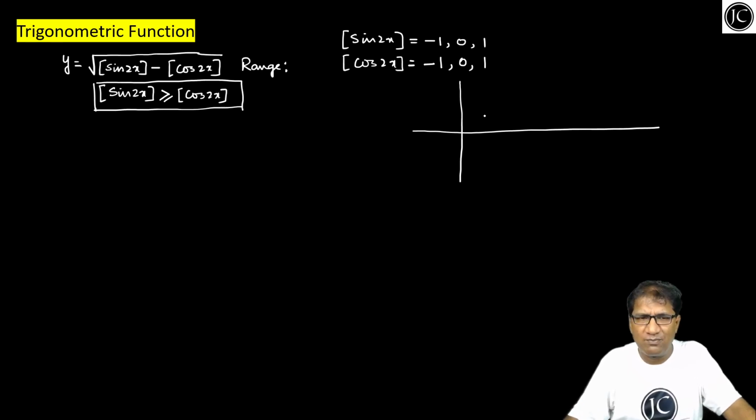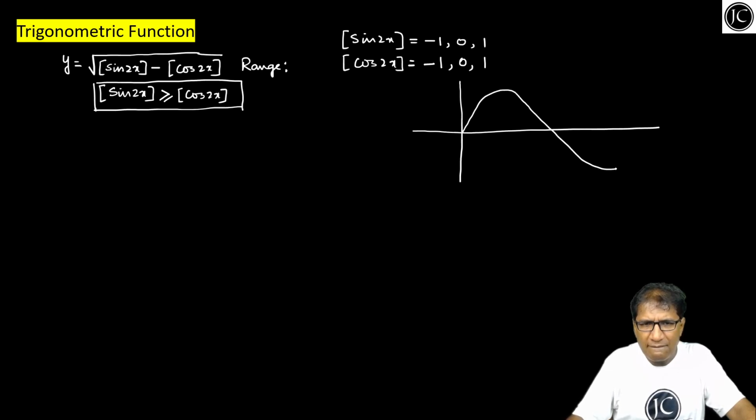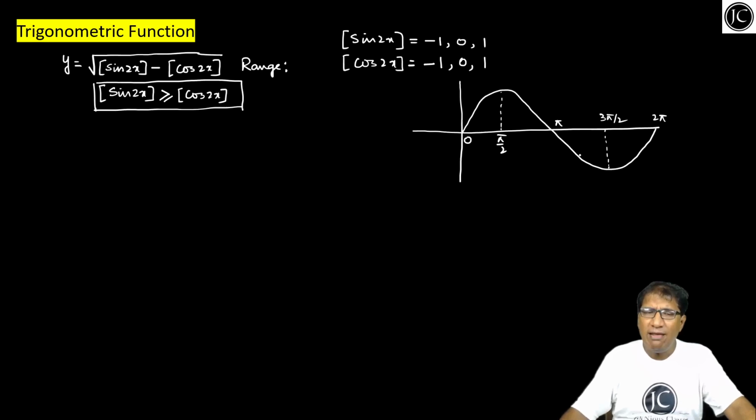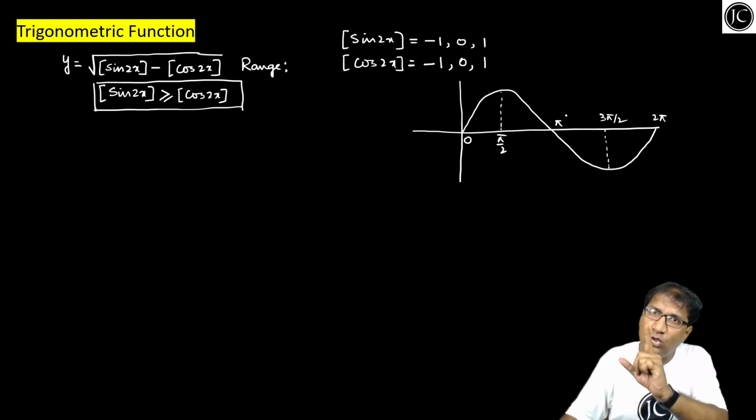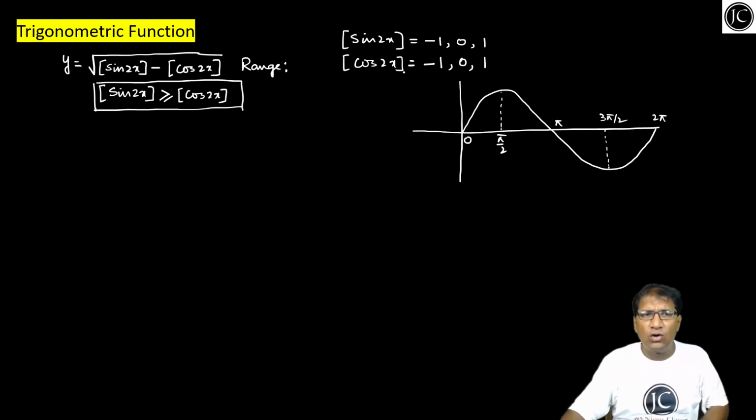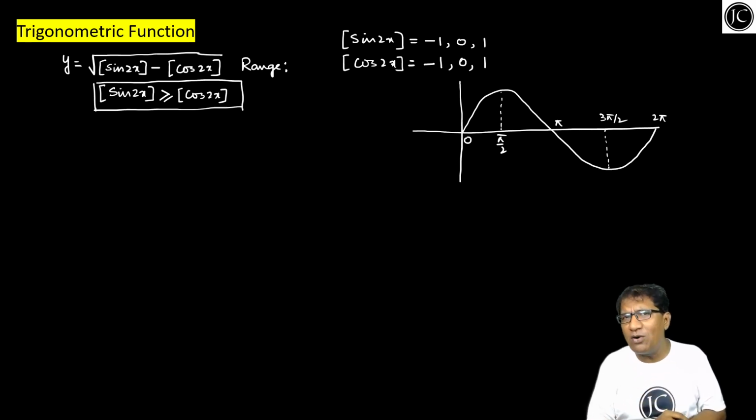Now, let us draw the graph of sin 2x. Children, look, how is the graph of sin 2x? Like this. This is my 0. This is pi by 2. This is pi. This is 3 pi by 2. This is 2 pi. Okay. This is the graph of y equals sin x. Now children, what will be the graph of sin 2x?